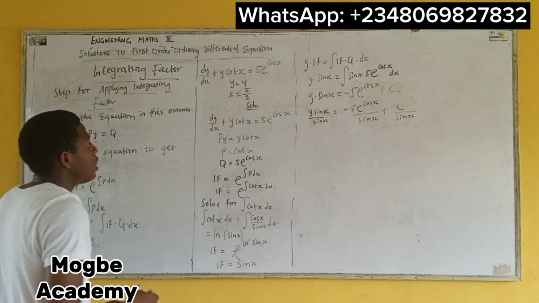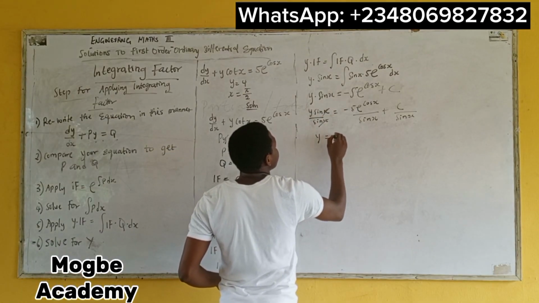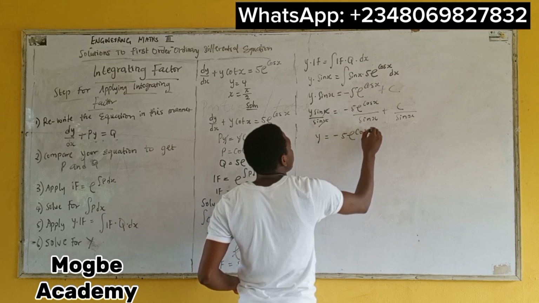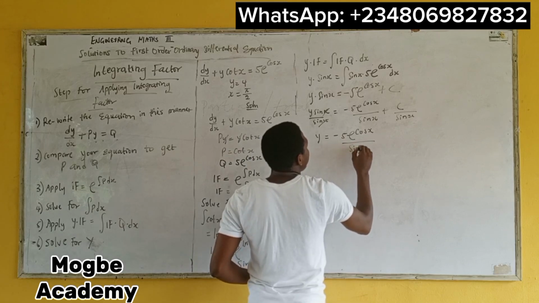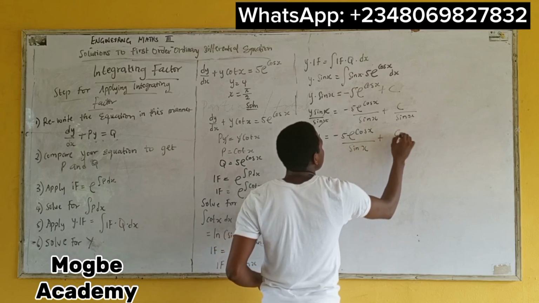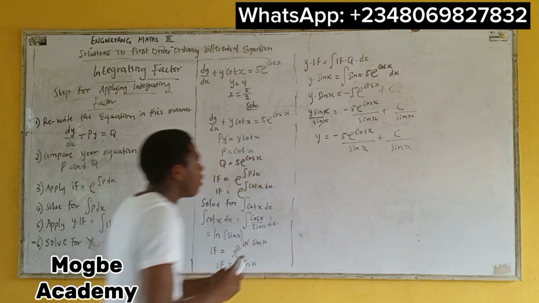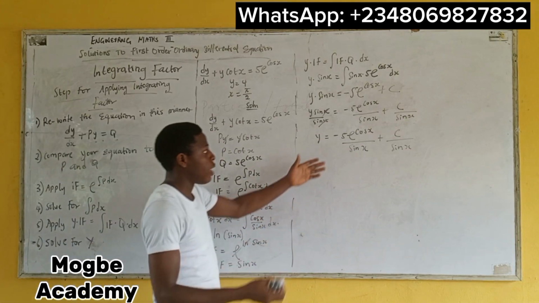So if we do that, this will simply cancel this. So we are left with what? y is equal to minus 5 exponential cos x over sine x plus c sine x. That's what we have. So if you have that, we are done with our equation.